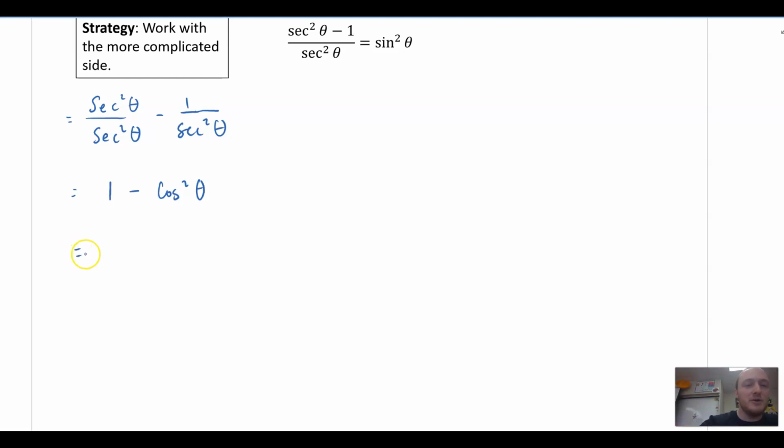Okay, and 1 minus cosine squared. Well, this is a Pythagorean identity. This is sine squared theta. Hey, isn't that what we wanted? Which was sine squared theta?